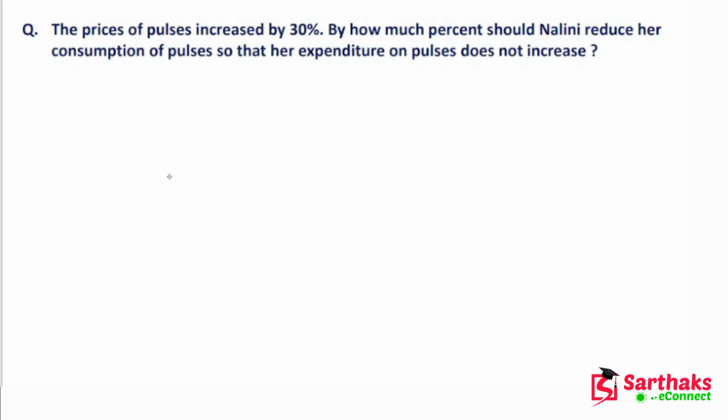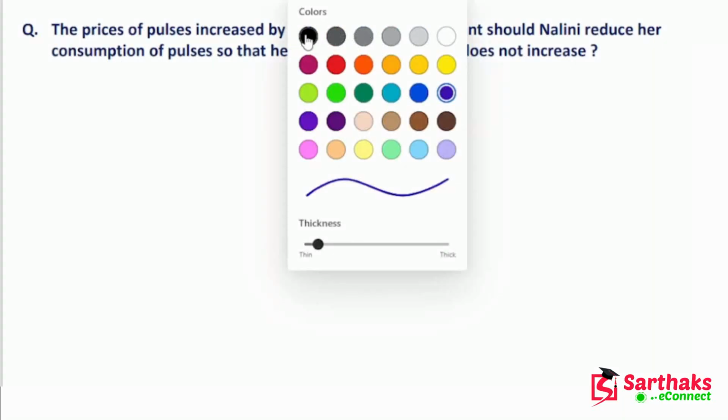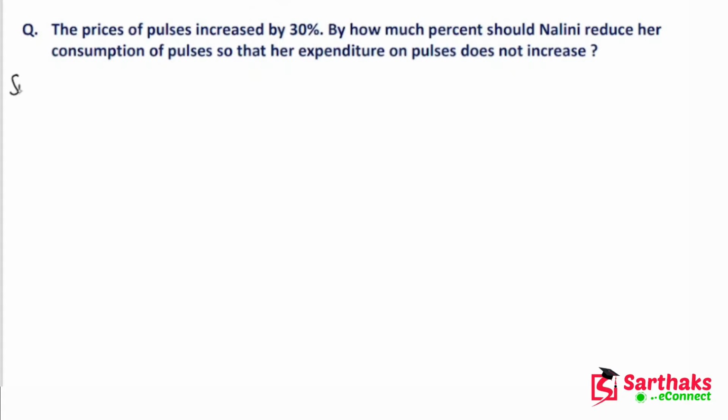And again, this 100 method is very easy, and students, you should always follow it, because compared to other methods, there are also other methods, but assuming something to be 100 is very easy. Okay, so let us start. The prices of pulses increased by 30%. By how much percent should Nalini reduce her consumption of pulses so that her expenditure on pulses does not increase?